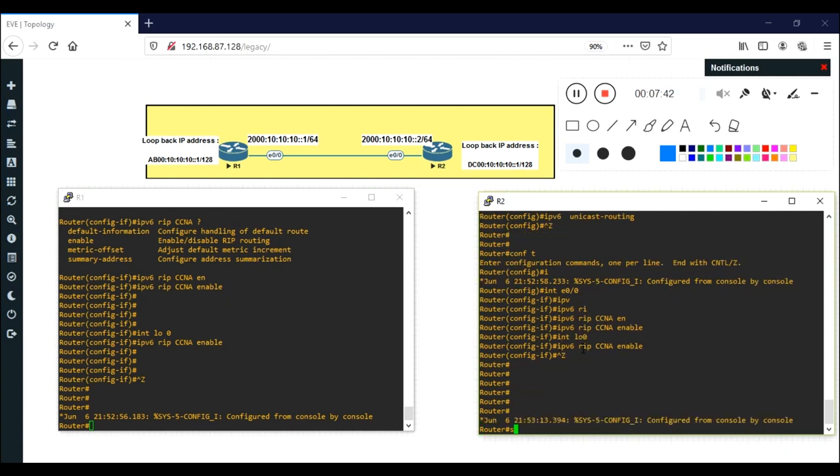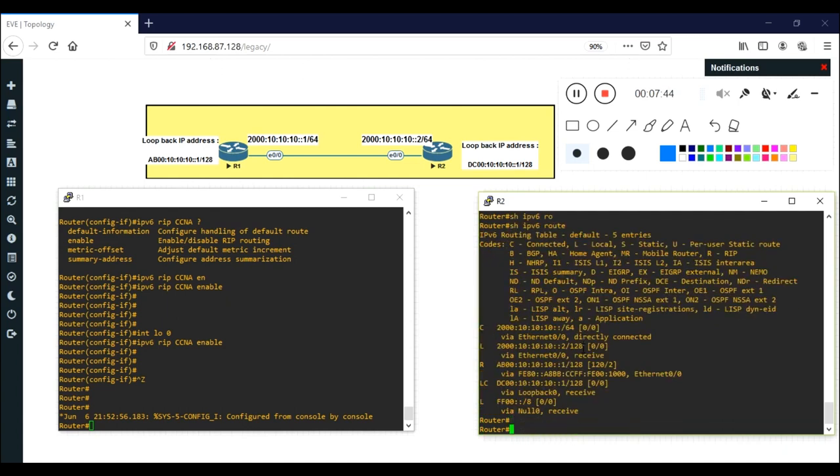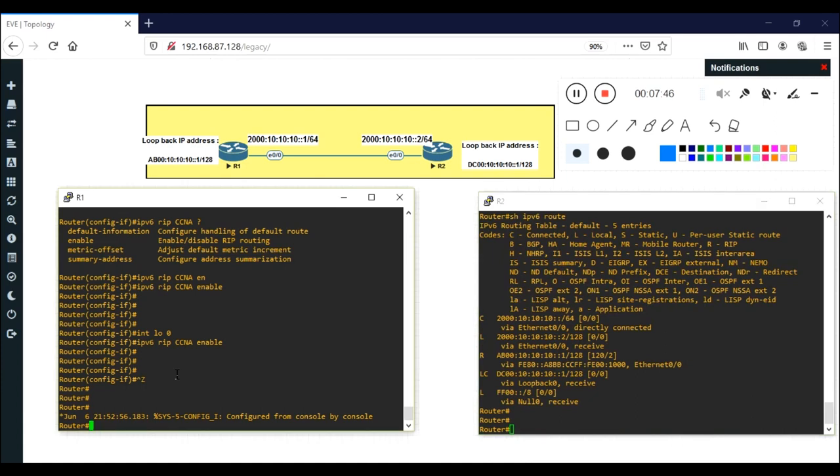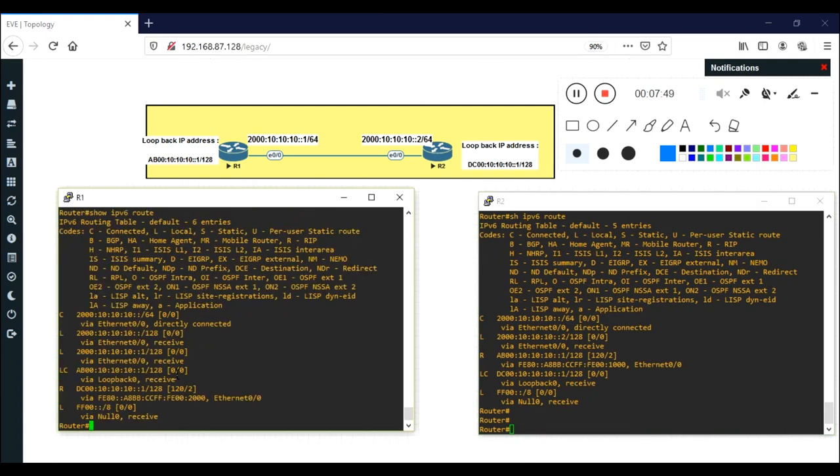Okay, now we'll check show ipv6 route. Now you can see here you are getting one route. As you can see here, there is one route marked by R, and R stands for RIP. Here is RIP, that is the code. So this is how you need to configure Routing Information Protocol, RIPng, in IPv6.